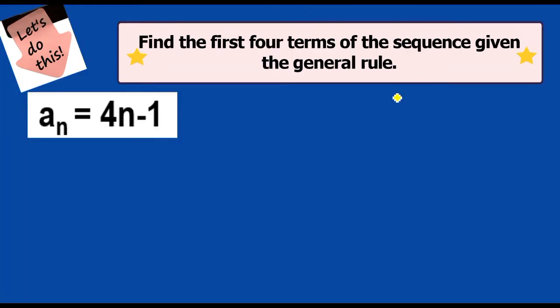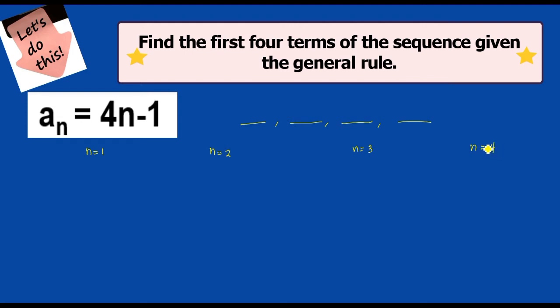So, let us have another example. Let us find the first 4 terms of the sequence given the general rule. Kung kanina ay 3 lang po yung hinahanap, dito naman po ay 4. So, 4 yung ating kukuning term sa ating sequence. Ayan. So, gamit yung a sub n equals 4n minus 1. Since 4 po, yung una ay n equals 1, yung pangalawa ay n equals 2, yung pangatlo ay n equals 3, and then we have n equals 4.